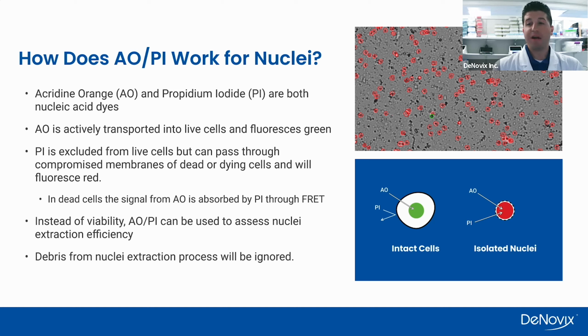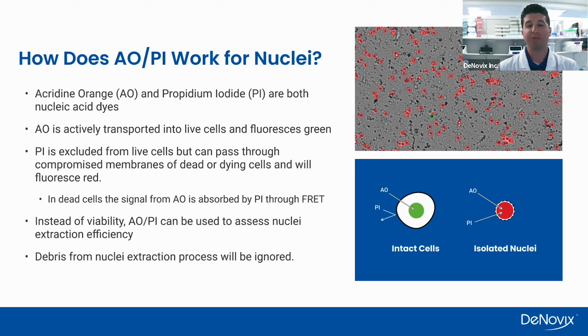Now, you see on the right that we have AO and PI in any dead cell, which makes sense, but we don't have to worry about compensating or any other complex balancing for the green or AO signal, because there's a FRET interaction between AO and PI where the green from AO is quenched through FRET by PI. So we have a binary choice of green or red. Isolated nuclei are red, intact cells are green. There's no in between, there's no crosstalk.